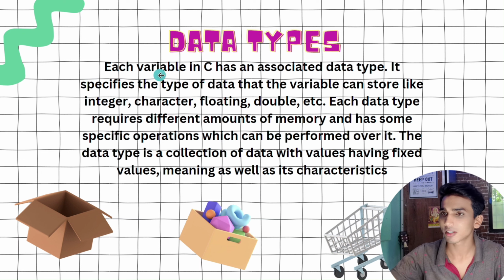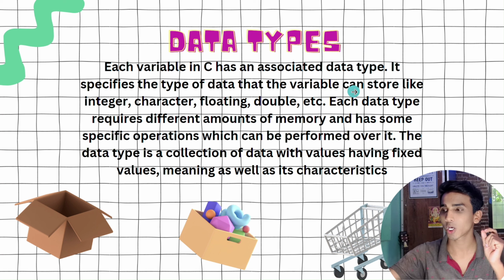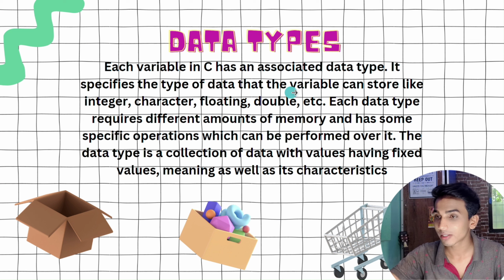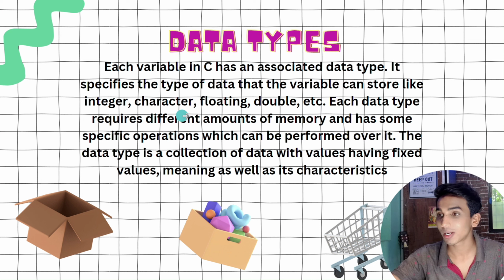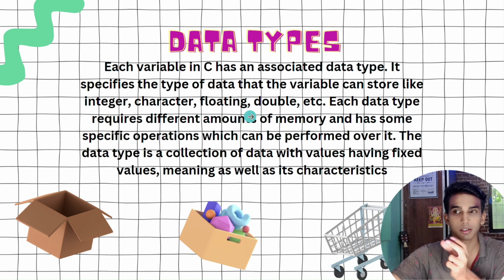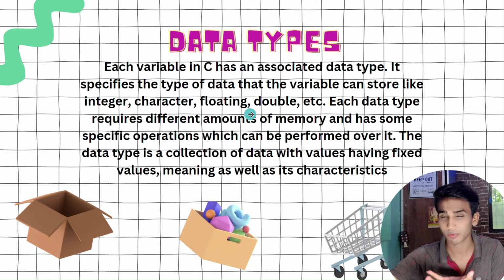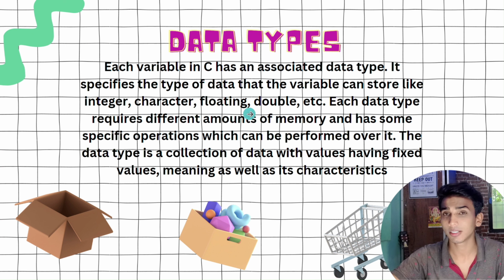See here we have written that each variable in C has an associated data type. Yeah, exactly. Every variable should have a data type. Without a data type, a variable is not a valid one. It specifies the type of the data that the variable can store, like integer, character, floating, double, etc. These are a few sorts of data types. We will discuss in the next slide what types of data types are available in our C language or any other programming language.